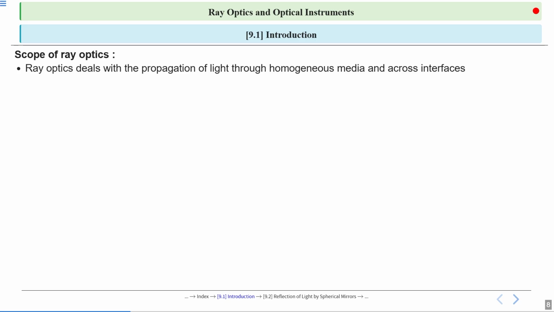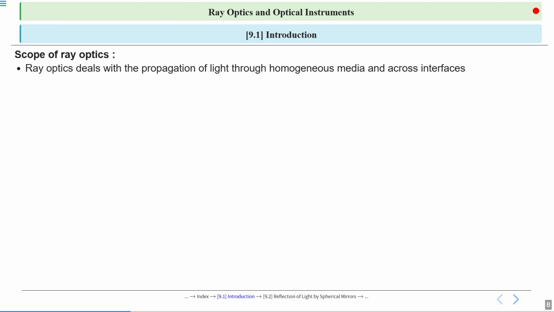So ray optics deals with the propagation of light through homogeneous media and across interfaces. Interface means any surface that is separating two media. Like there is a slab, and it is placed in water. The surface of the slab that is separating the water and the glass material of the slab, that separating surface of two media is called an interface.